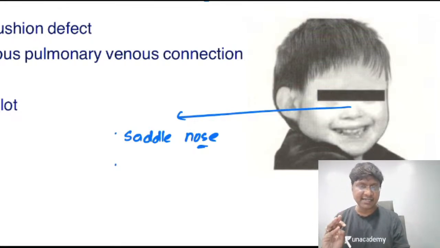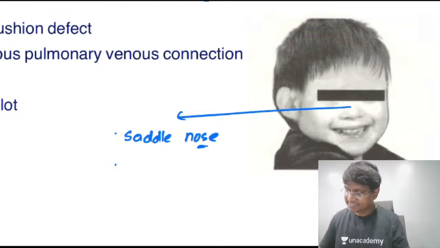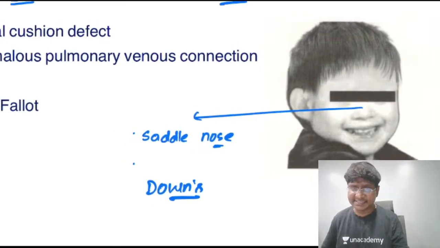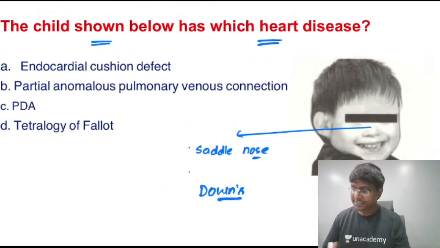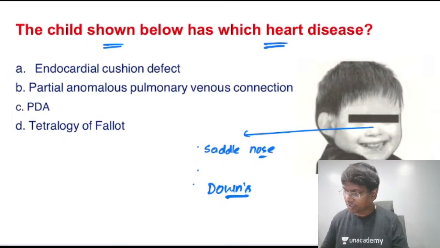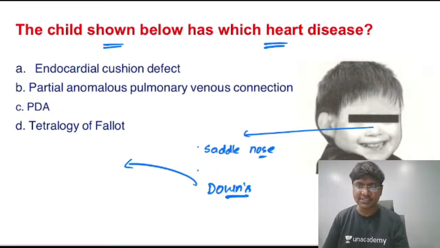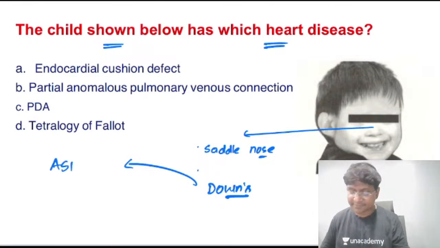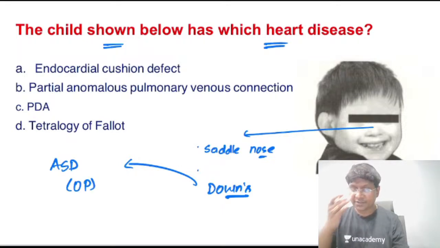Now this saddle nose and mongoloid slant of eyes is suggestive of Down syndrome. Right, this is suggestive of Down syndrome. Now in case of Down syndrome, what are the cardiac abnormalities that you will come across? Number one, atrial septal defect. Which type of atrial septal defect? Ostium primum type of atrial septal defect.